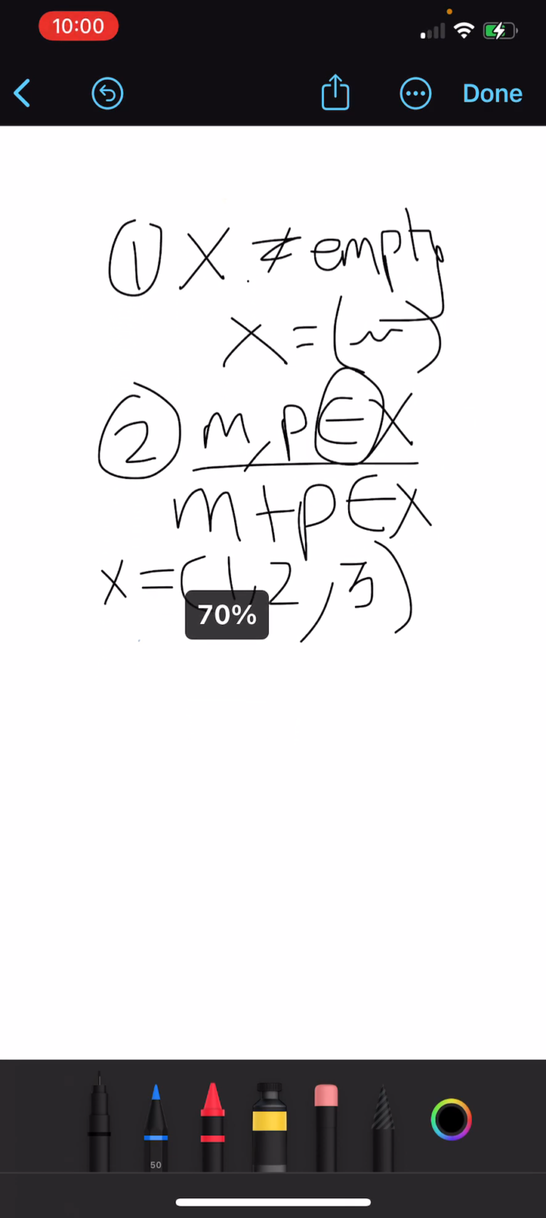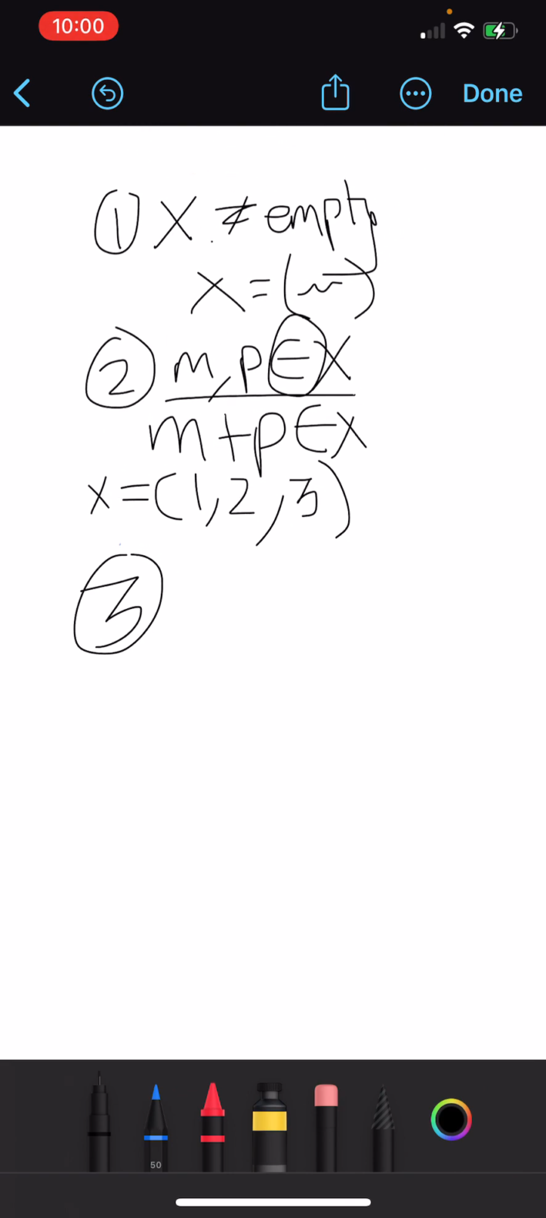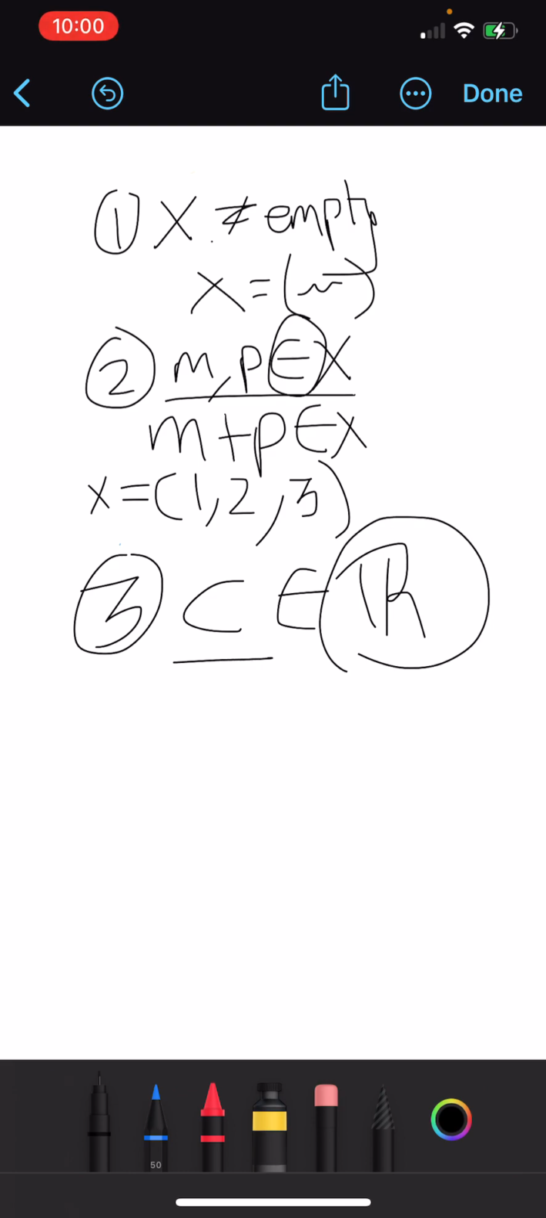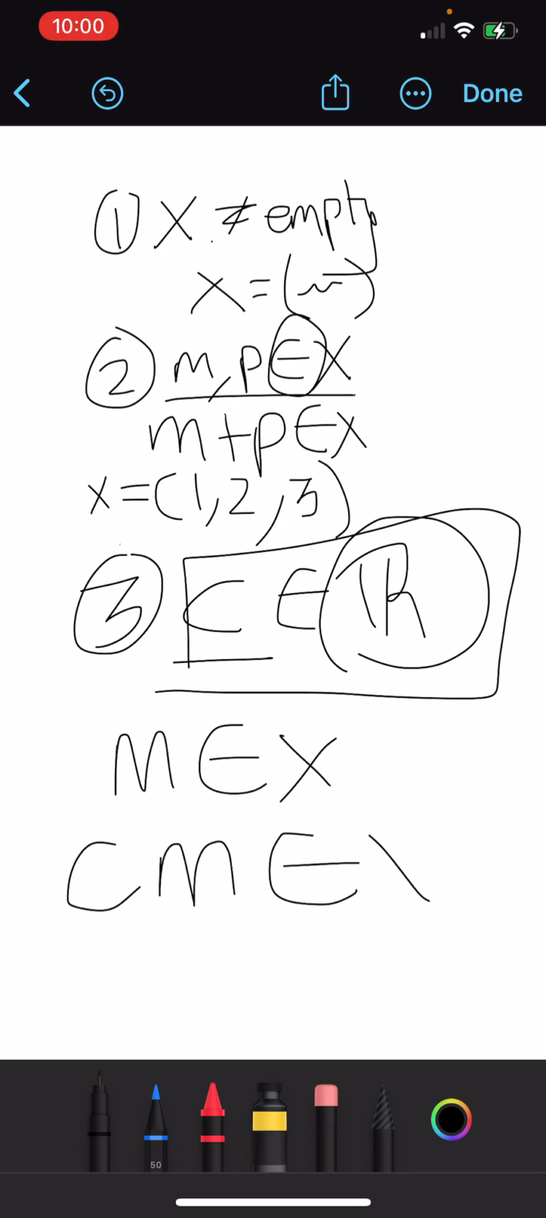Now the third condition is that for all scalars, the way we write scalars is C, that is part of the real numbers. So C is a scalar, R is just real numbers. For all real numbers C, and for all M that are part of our subset X, C times that element must also be part of X.